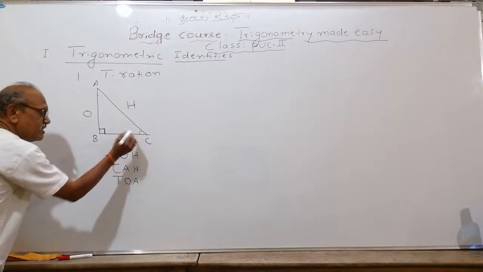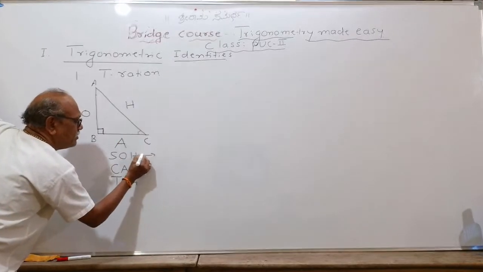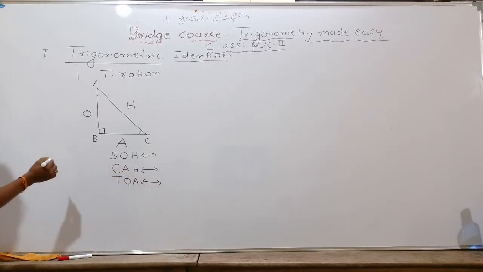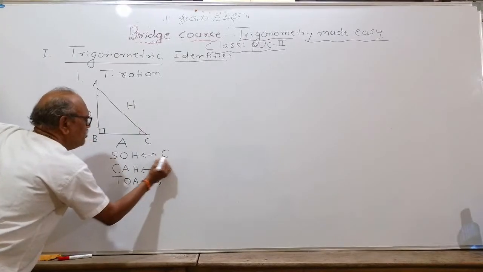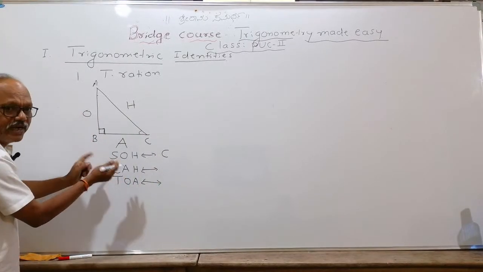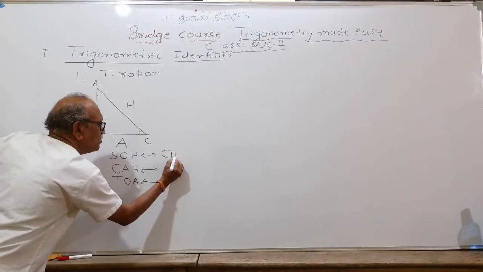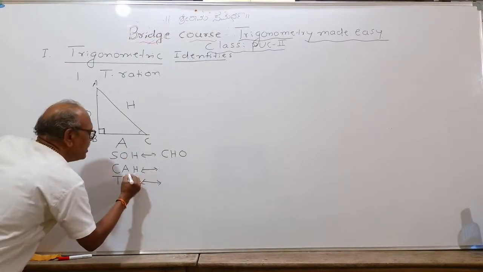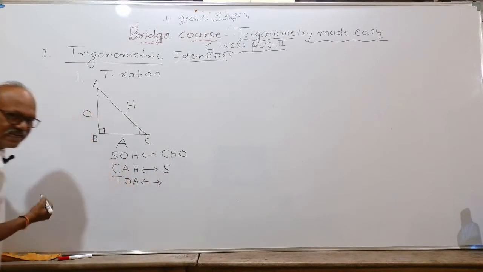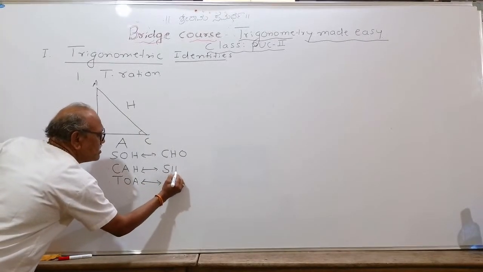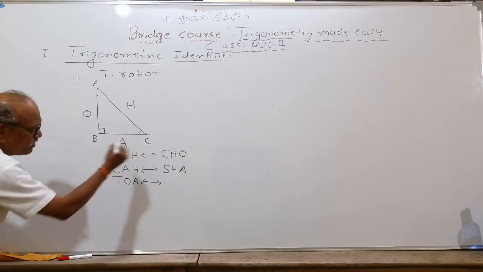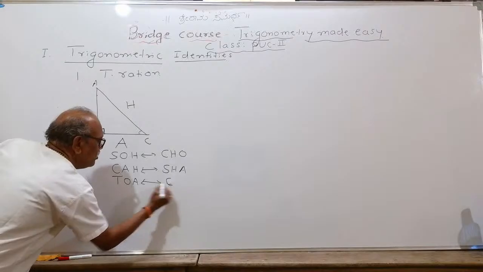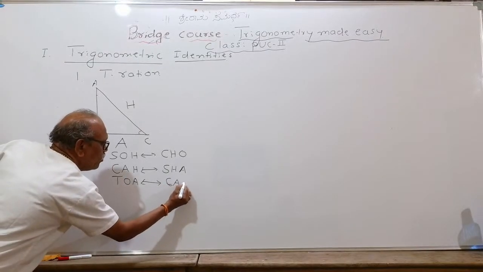If the reference angle is C, what are the reciprocals? The reciprocal of sine is cosec. Reciprocal means you interchange numerator and denominator, so it becomes CHO: cosec is hypotenuse upon opposite. Similarly, the reciprocal of cos is sec, which is hypotenuse upon adjacent. Use these keywords to remember all the 6 trigonometric ratios. And cot will be the reciprocal of tan, so you interchange A and O.